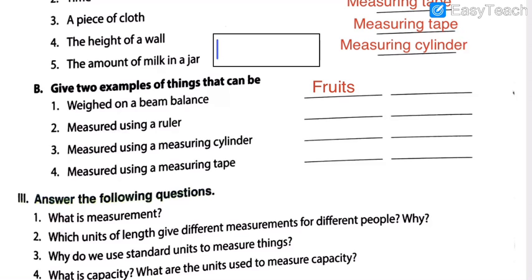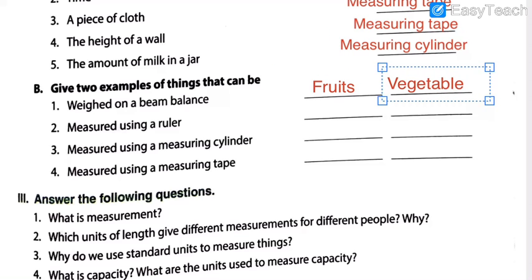So I have written here vegetable. Fruits and vegetable can be weighed on a beam balance. As like I have given you the example of vegetable vendor, I have taken the examples from the same example. Measured using a ruler. So which 2 things can be measured using the ruler?